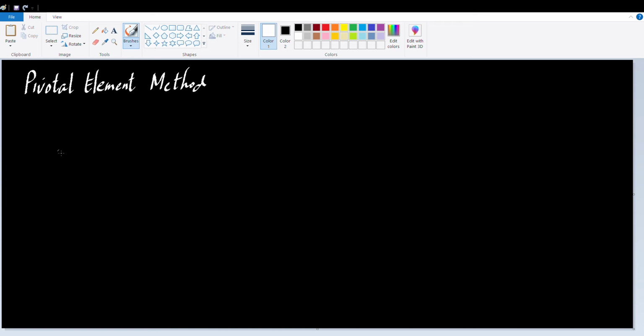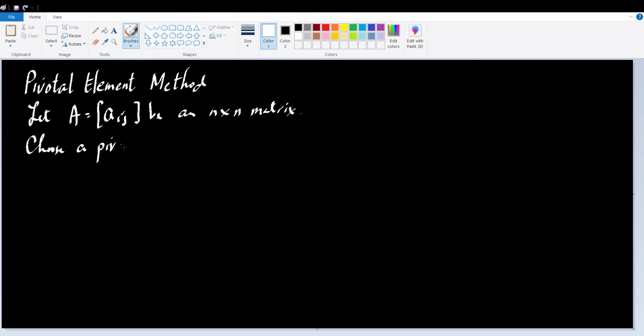Another method of finding the determinant of a matrix is by using the pivotal element method. Let A equal Aij be an n by n matrix. Choose a pivotal element Aij which must be equal to 1. Okay, the pivotal element must always be a 1.